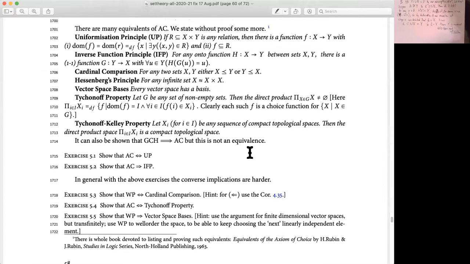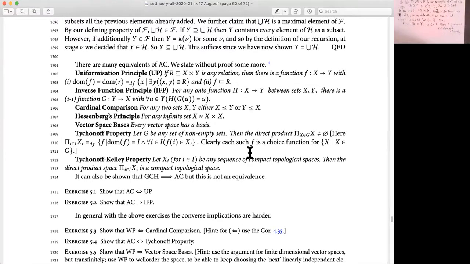So let's just see what some of these things here say. Okay, these are all equivalent to WP or AC. So the first one, there's the uniformization principle, right?